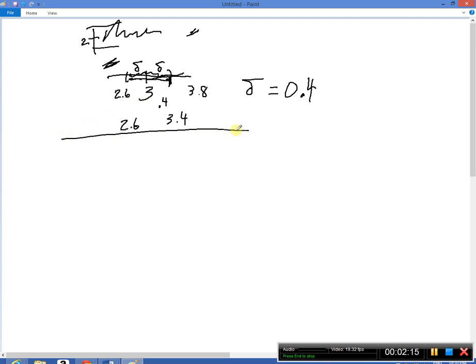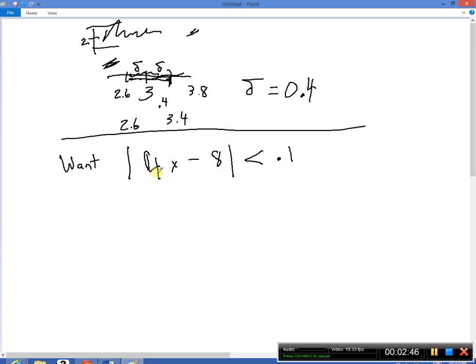Okay, in number 2, we have to find a delta such that if the distance between x and 2 is less than delta, then the distance between 4x and 8 is less than epsilon. Well, if you start with the distance between 4x and 8 being less than epsilon, where epsilon is 0.1, then you want the absolute value of 4x minus 8 to be less than 0.1.